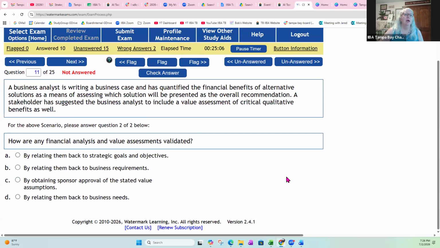How are financial analysis and value assessments validated? By relating them back to the strategic goals and objectives, by relating them back to the business requirements, by obtaining sponsor approval of the stated value assumptions, or by relating them back to the business need. What can we eliminate? D. As in what? C. Thank you, so we eliminate C. And what is the best answer?